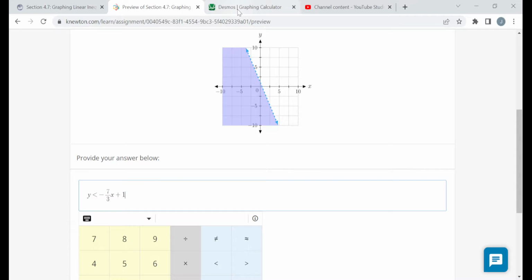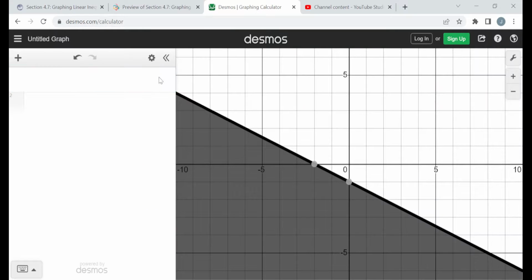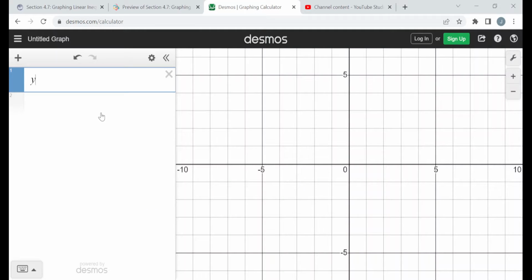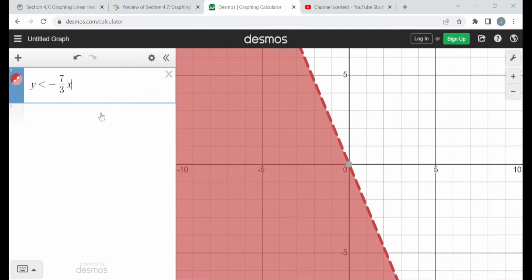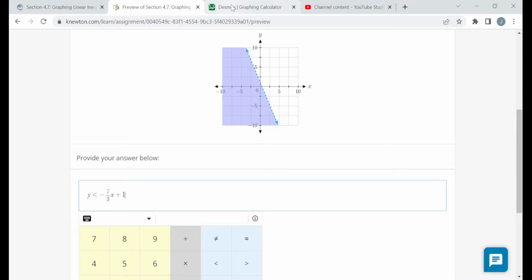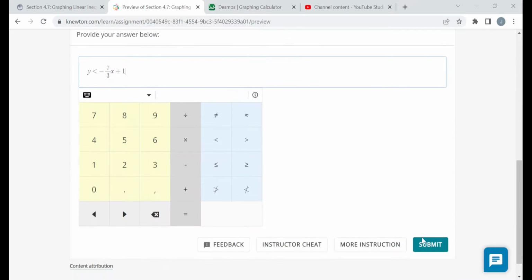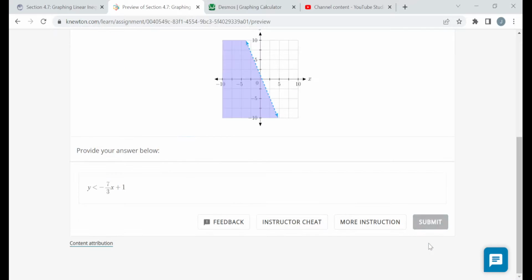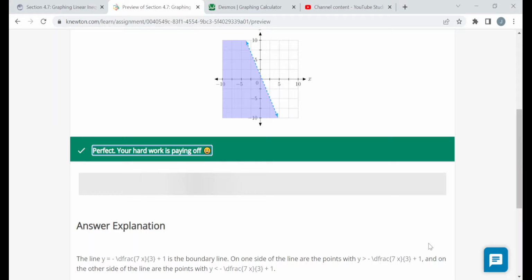And of course, you could always double check back on the Desmos site, put in the inequality y, the one I think it is, y is less than negative 7/3 x plus 1, and that does look pretty close. It looks almost exactly like what they have there. It's a dotted line like that, shaded below. That looks pretty good. So it's got to be less than. Great.